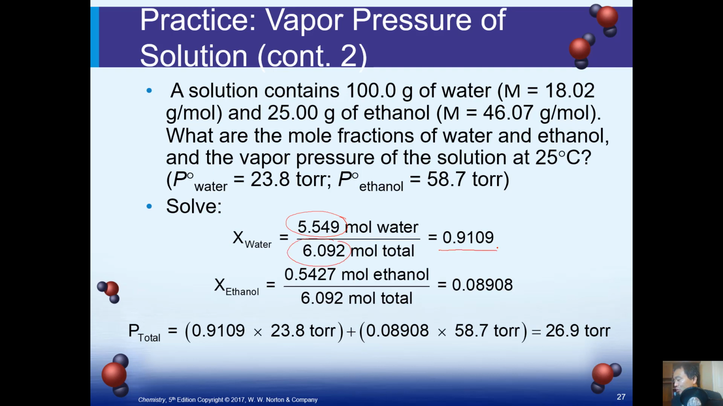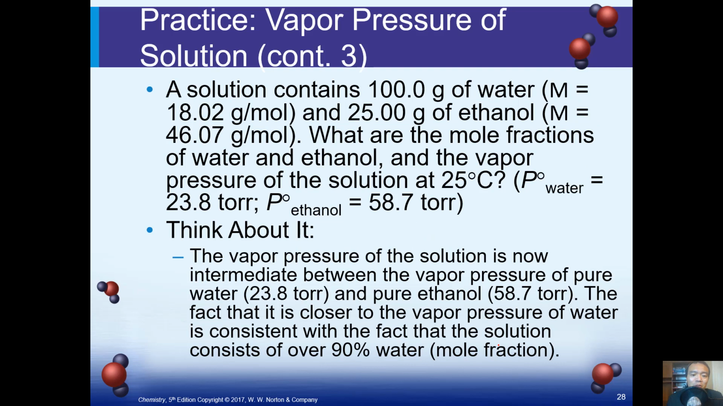For water, it gives you 0.9109, and the other one would be 1 minus that. Or you can do the calculation, which gives you exactly the same number, 0.08908. So you total up the contribution for each component: the chi for water times the P for water, and the chi for ethanol times the P for ethanol. Put it together, it's 26.9 torr.